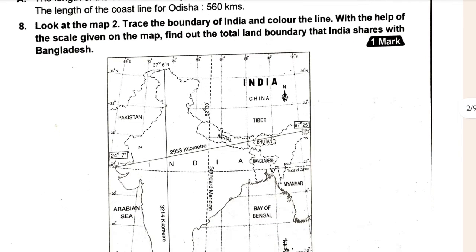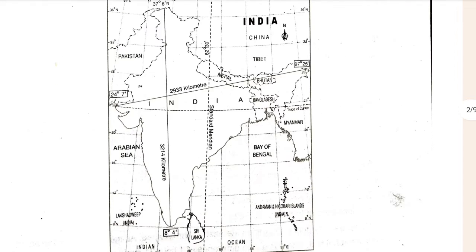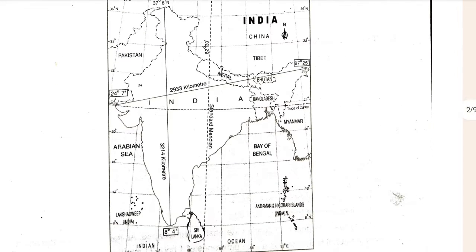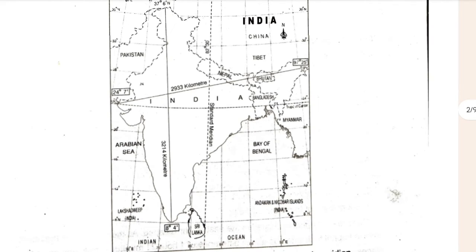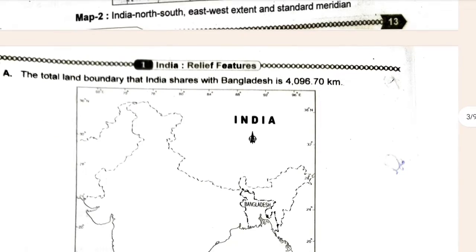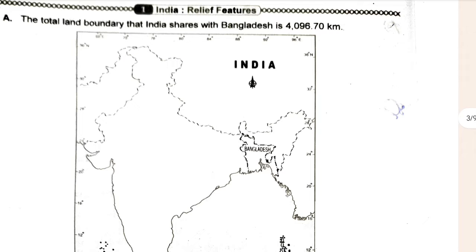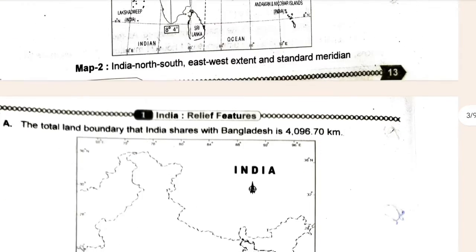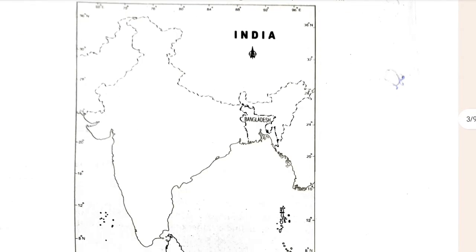And this is the eighth one. Look at map 2 and trace the boundary of India, and color the lines which help to create a scale on the map, and find out the total boundary that India shares with Bangladesh. And this is the map of India. Okay, right. So after that, when you come here, the question is already here, and here is the answer, right? So you can see this is Bangladesh.